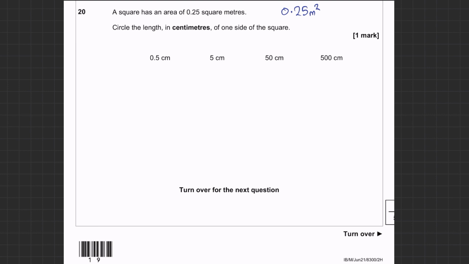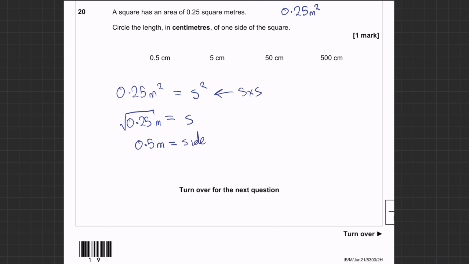So if a square has an area of 0.25 meters squared, that is the side length squared, let's say. Then we want to square root 0.25, because it's a side times a side, which is side squared. So the side is the square root of 0.25, and the square root of 0.25 meters is 0.5 meters. So we've got a side length of 0.5 meters. Now you can convert that nicely into centimeters, which is just 50 centimeters.